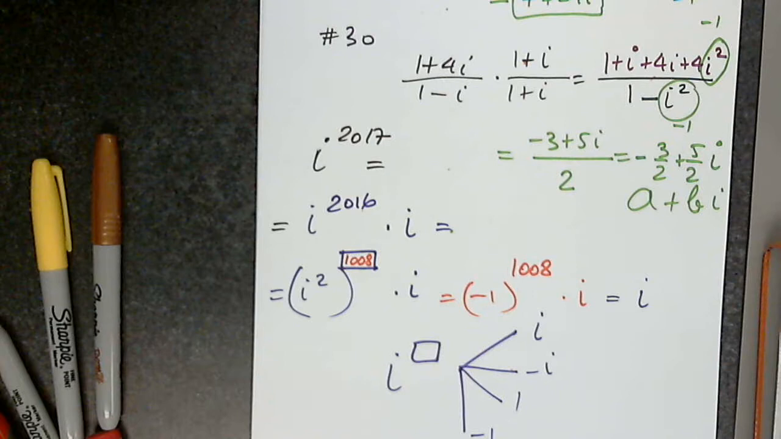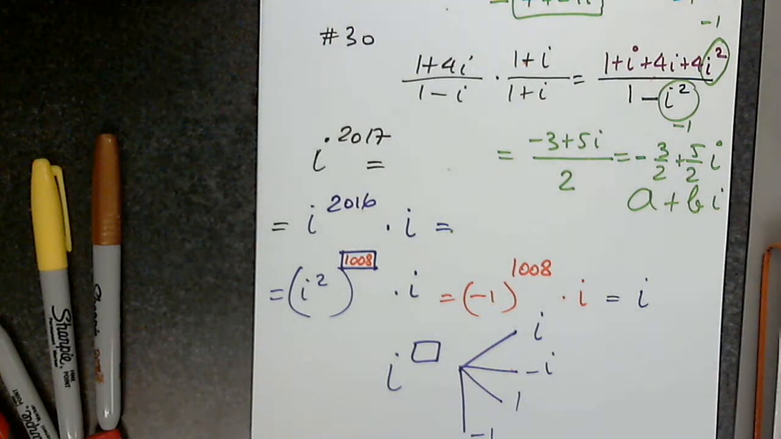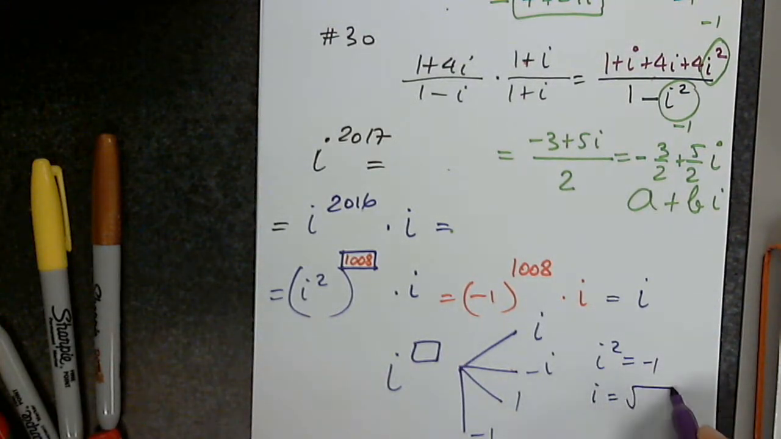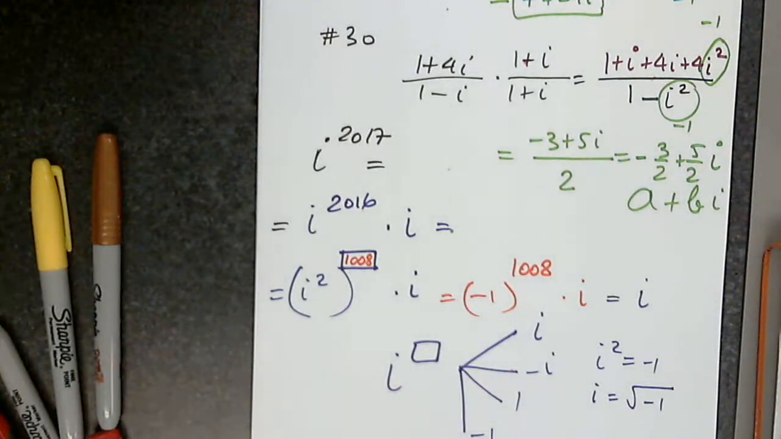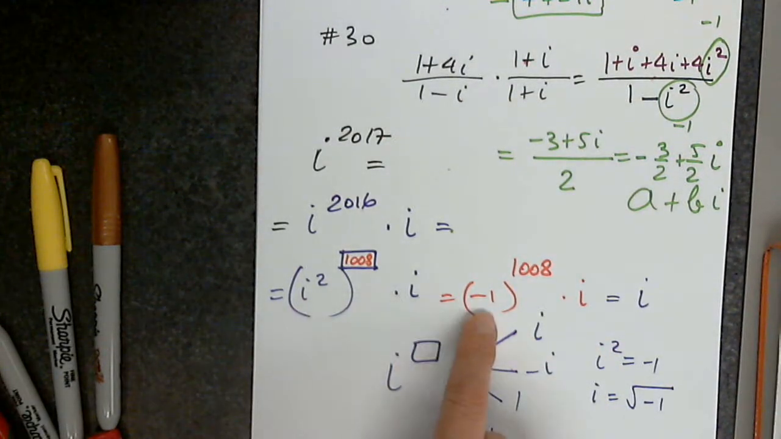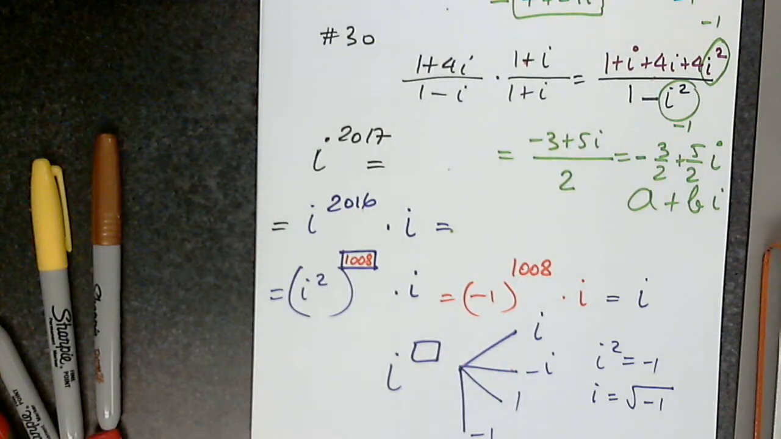If i always equals -1, that would be wrong. i squared equals -1. Okay. Just remember, i squared is -1, but i is the square root of -1. So we don't want to mess with that. It's okay just writing i or -i. But the only thing we can use is this. Nothing else. Okay.